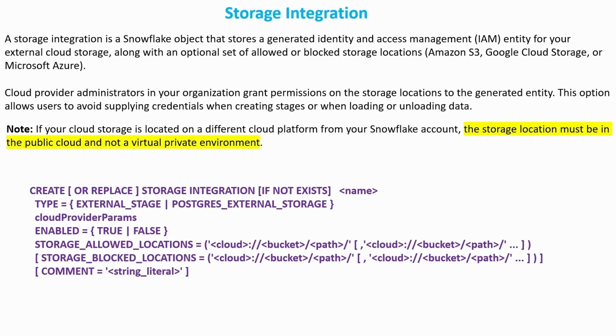Then we have cloud parameters like enabled is equal to true or false, default is true, and similarly storage allowed locations. Storage blocked locations is an optional parameter. It is not required. If you want, you can mention something here, but if you don't want, that's completely fine. Similarly, comment is also very optional, but it is highly encouraged to mention a comment inside your storage integration, which is very relevant. What is the purpose of this storage integration? Let's see storage integration in action.